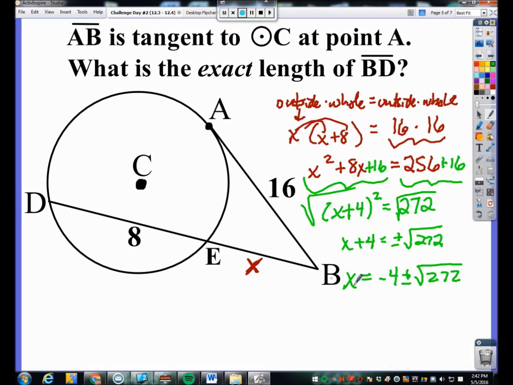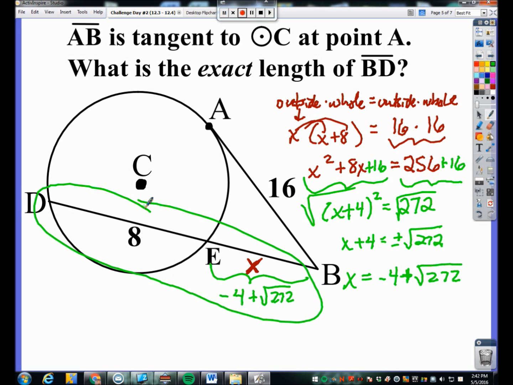Now, there is no way that x could be negative 4 minus the square root of 272. That would produce a negative result for the length of EB. So I know I can go ahead and erase off the minus of the plus and minus. So this length is negative 4 plus the square root of 272. I wanted to know the exact length of BD. So really, I'm going to take 8 plus negative 4 plus the square root of 272. I can add together the negative 4 and the 8. That would be 4 plus the square root of 272.